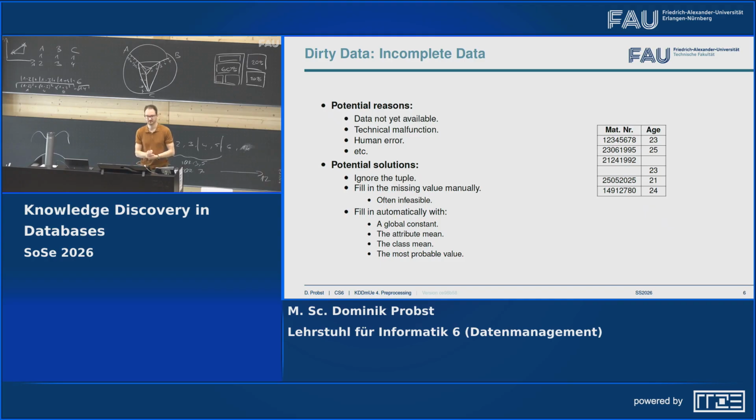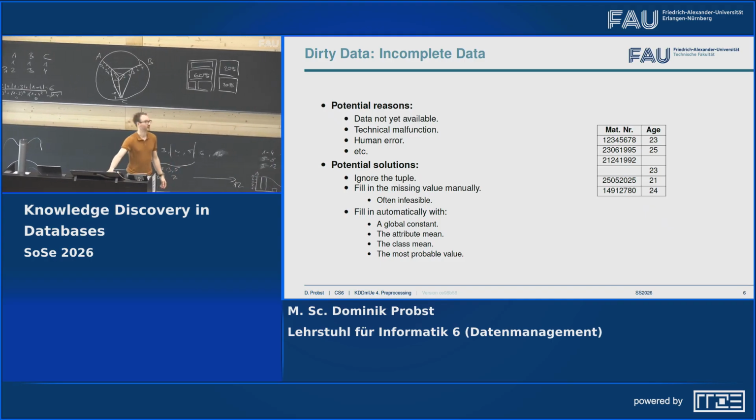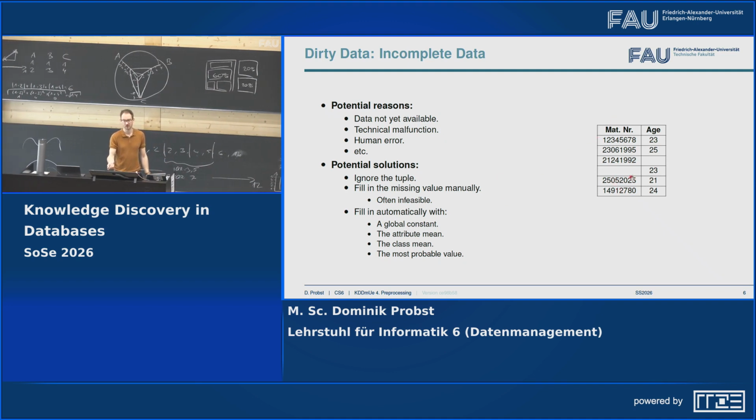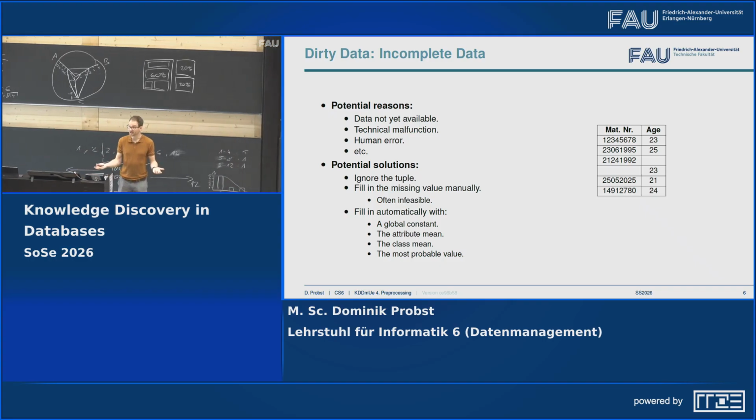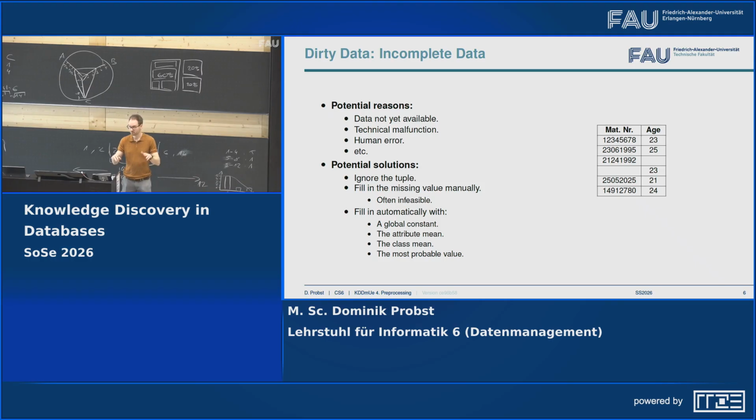For incomplete data, the example is pretty easy. We have a data set where simply we have some gaps. For example, we do not have the age for a specific student, or we do not have the matriculation number for another student. That's incomplete data. The reason might be that the data is not yet available because it's just entered in the system. There might be any kind of malfunction, or it's just a human error. And more often than not, it's just a human error.